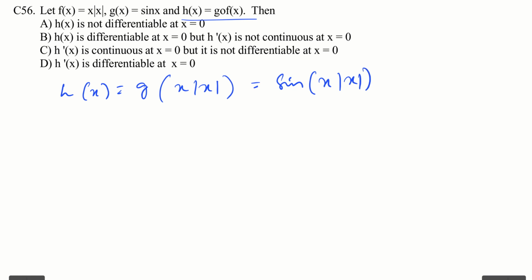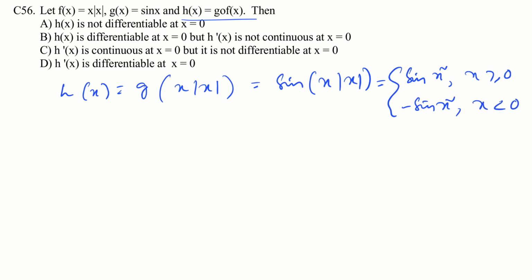We don't like this mod. So to get rid of mod, we use the definition. So this is nothing but sin x square when x is greater than or equal to 0 and minus sin x square when x is less than 0. Now he is talking about differentiability at 0.